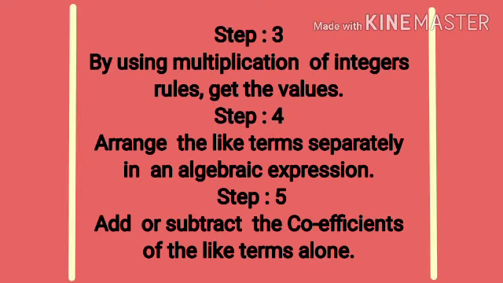Step 3. By using multiplication of integer rules, multiply the values. Step 4. Arrange the like terms separately in an algebraic expression. Step 5. Add or subtract the coefficients of like terms alone.